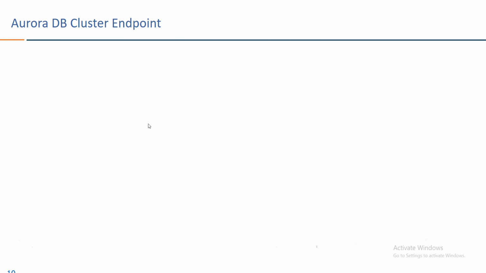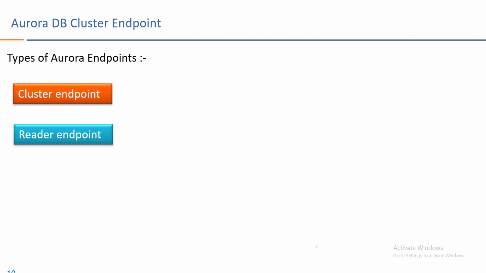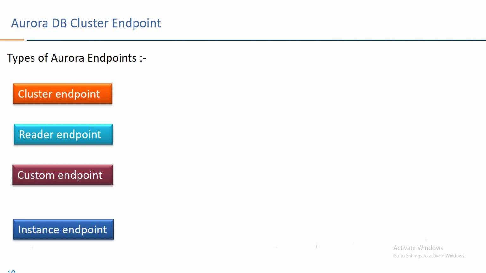So, Aurora DB cluster endpoint, what is that? In RDS, if you want to log into a database, there is a database endpoint that you can use as a host name. How is it going to work here? In an Aurora cluster, we have endpoints of different types. What are those endpoints? Cluster endpoint, reader endpoint, custom endpoint, and instance endpoint.